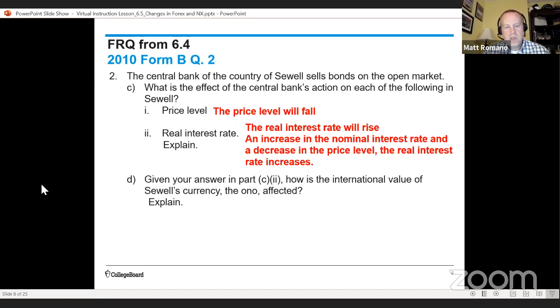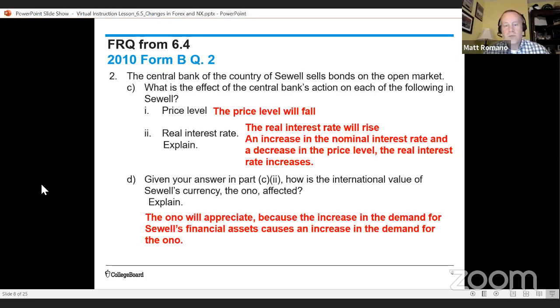Part D, given your answer in part C2, how is the international value of Sewell's currency, the ONO, affected? I hope I'm pronouncing that correctly. Explain. Well, what did we say happened? Real interest rates are rising. As a result, the ONO will appreciate.